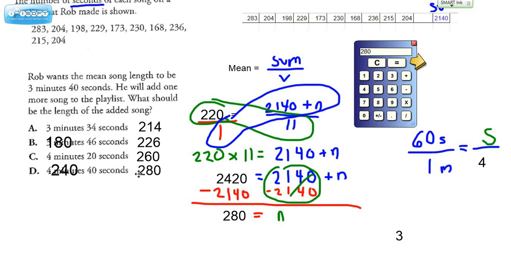So which letter choice matches what we have here? Hopefully you can see it. Good luck selecting the right letter and finishing this up.